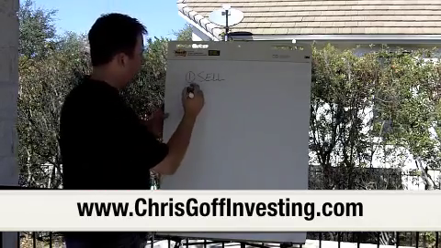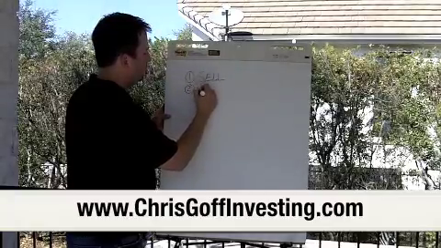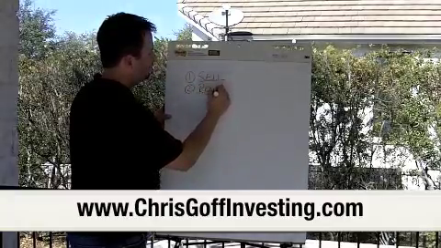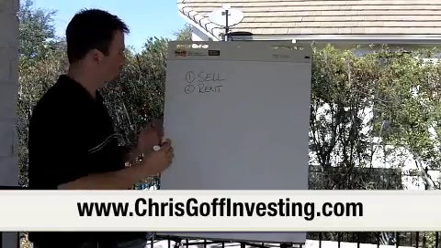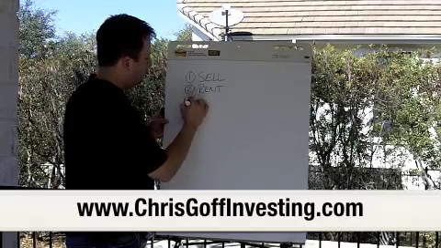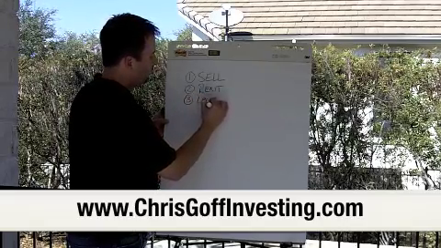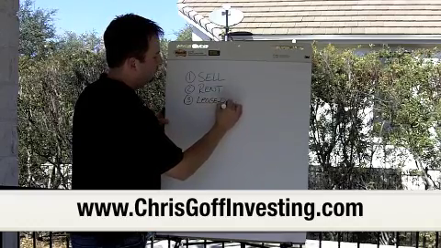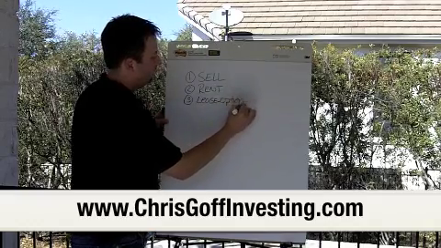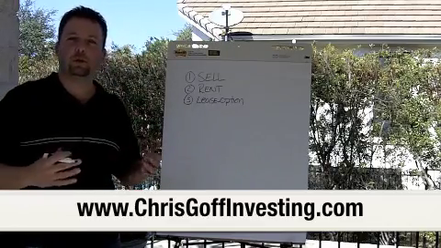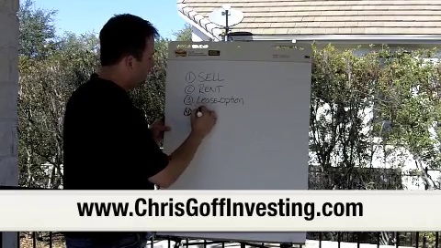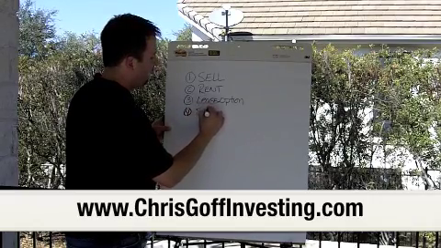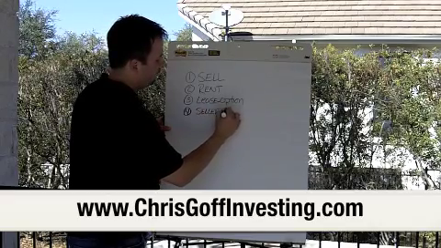We could rent it. So number 2, we could rent. What else could we do with this property? 3, we could do a lease option. What else could we do with this property? Well, we could seller finance this out, or owner finance. It's all the same thing.